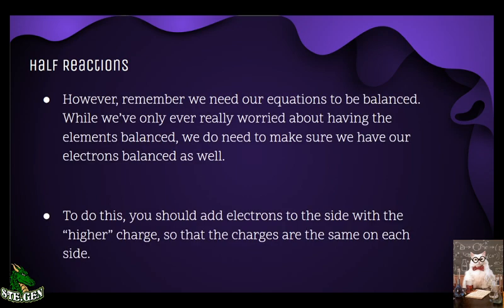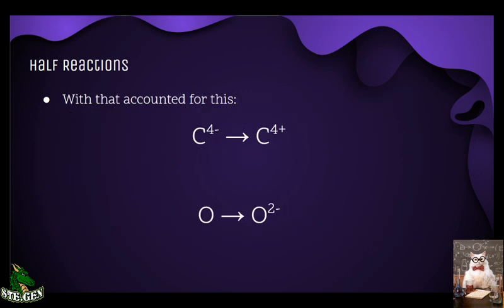However, we need our equations to be balanced. And while we've only ever cared about elements being balanced, we actually have to make sure our electrons end up balanced too. This is kind of a new thing that we've never really had to worry about before in this class. So to do this, you need to add electrons to the side with the higher charge so that the charges are going to actually balance out.